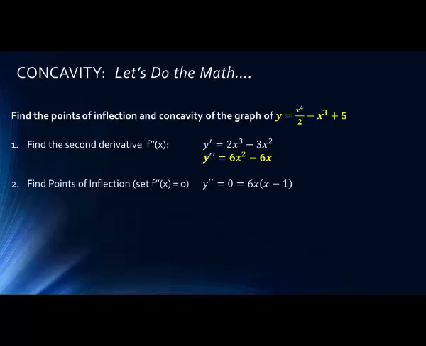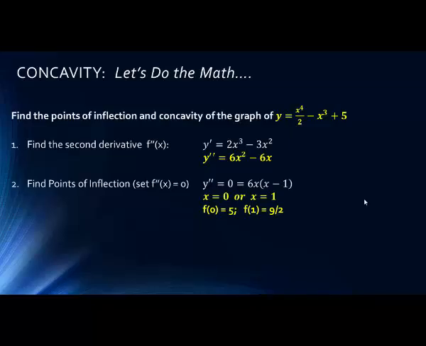Next, we find the points of inflection by setting the second derivative equal to 0. Notice if we set this equal to 0 and we factor, there's a common factor here, 6x. If we factor that out, we get 6x times (x minus 1). And remember, if two things are being multiplied, if they're factors, we set each factor equal to 0 and solve. And so we get 6x equals 0, or x equals 0, or x minus 1 equals 0, or x equals 1. I'm not going to go through those steps. Those are pretty basic algebra, and you should know how to do that.